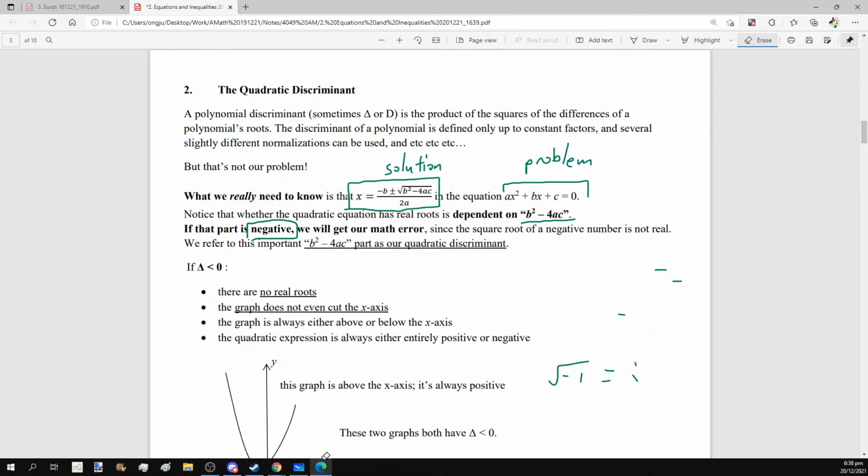Therefore, what we say is that if b squared minus 4ac is negative, we will have no real number answer. We will have no real roots. In general, this important portion, b squared minus 4ac, is known as the quadratic discriminant. And then sometimes we use the symbols delta or capital D. In your actual exams, it will probably make more sense to simply write discriminant. Right? Make sure to spell the word correctly.